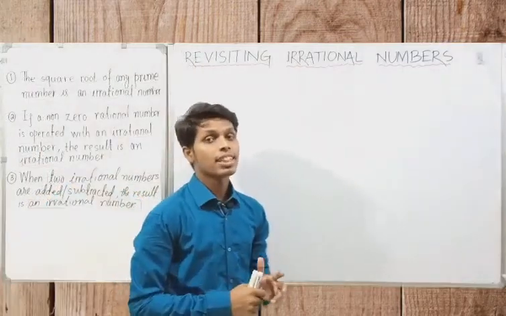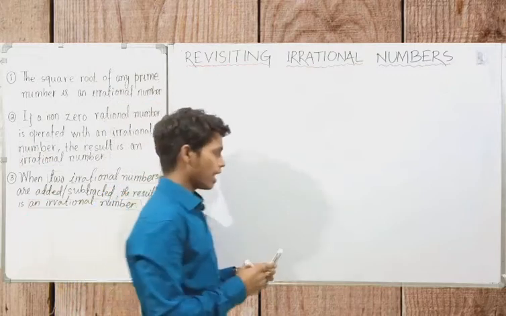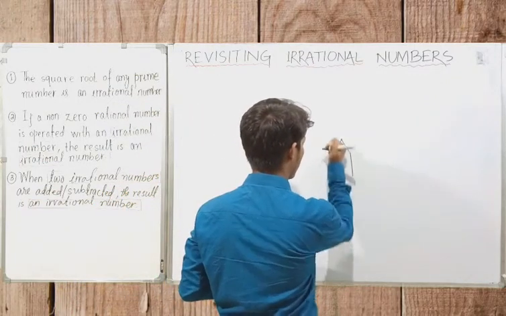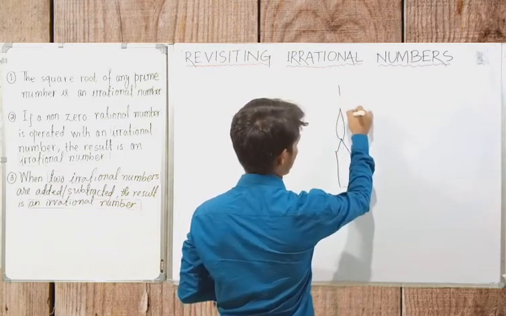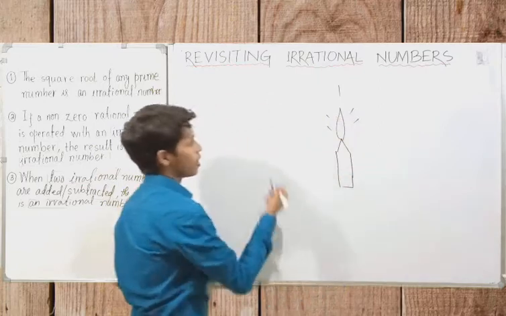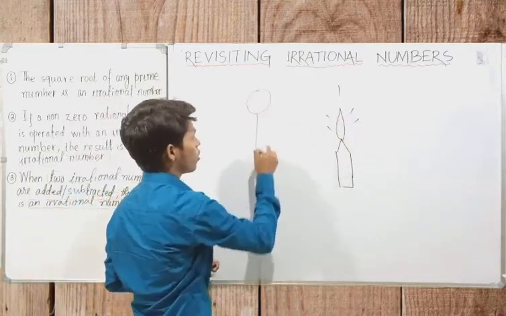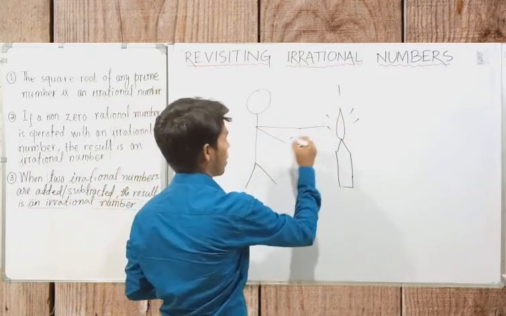To understand this, let's take an example. Suppose there is a candle. Okay, let me draw the candle. It looks like a candle. Yes, there is a candle burning, and your younger brother, who is only 4 years old, is trying to touch this flame.